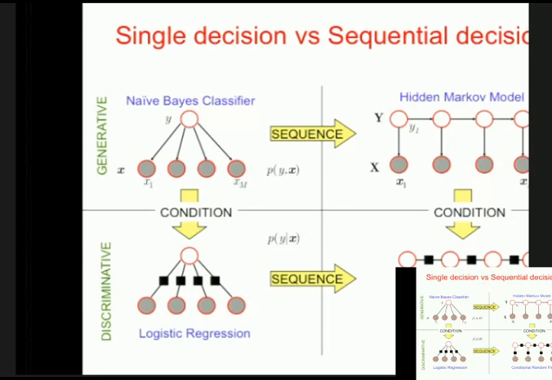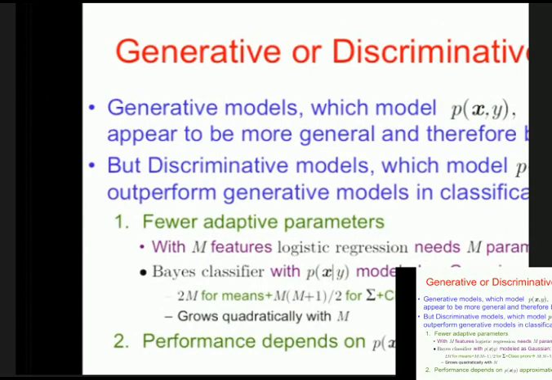And today we are going to be talking more about deep learning with these same ideas. Okay, anyway, before continuing, generative versus discriminative. Generative models, which model P(X, Y), appear to be more general and therefore better. But discriminative models, which model P(Y|X), outperform generative models in classification. In what way? Well, if you look at the number of parameters you need.